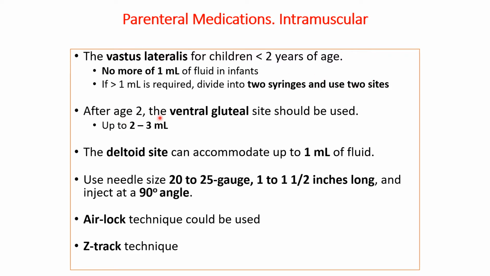After age 2, the ventral gluteal in the buttocks is the preferred area, and this area in adults can accept up to 3 milliliters. The deltoid muscle can also be used. You need to look in your book how to localize those muscles, because it's not enough to know where it is administered. You need to know the practical situation of how to localize those muscles. That's why you have books that teach you that. And the deltoid site, that is 2 fingers, 2 centimeters below the acromion process, you can inject, but no more than 1 milliliter of fluid.